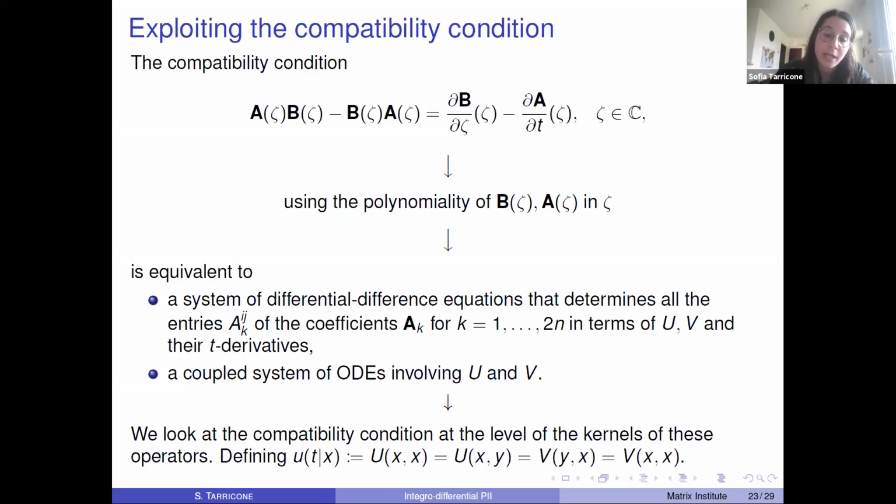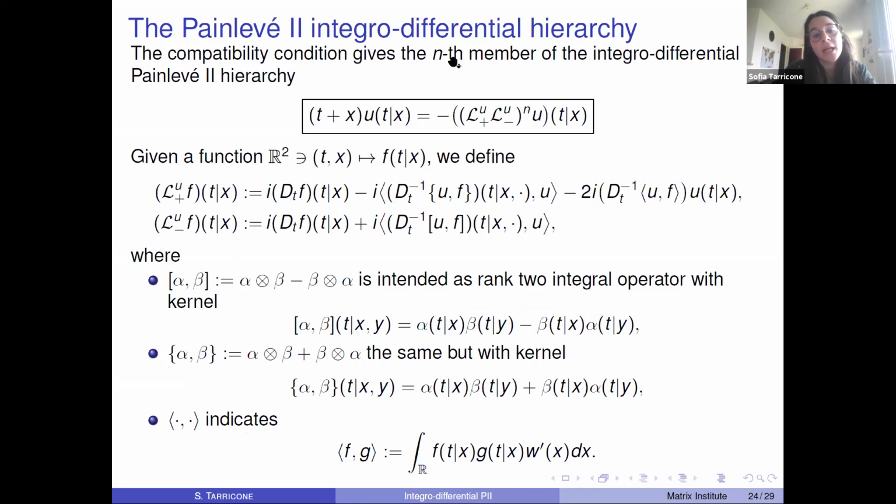In particular, this coupled system of ODEs for U and V, the operators, when you look at them at the level of the kernel, can be written in a very compact form, that is this one. So on the left-hand side, you just have t plus x multiplying your function u(t,x). On the right-hand side, you have a recursion operator, L_U plus, composed with L_U minus, iterated to the power n, and applied to the function u. And this will be our nth member of the integro-differential Painlevé II hierarchy.